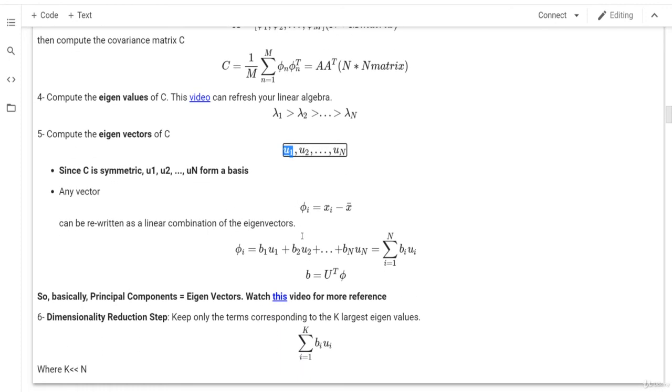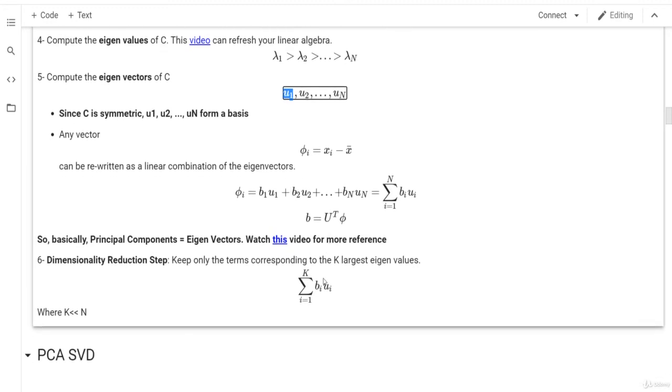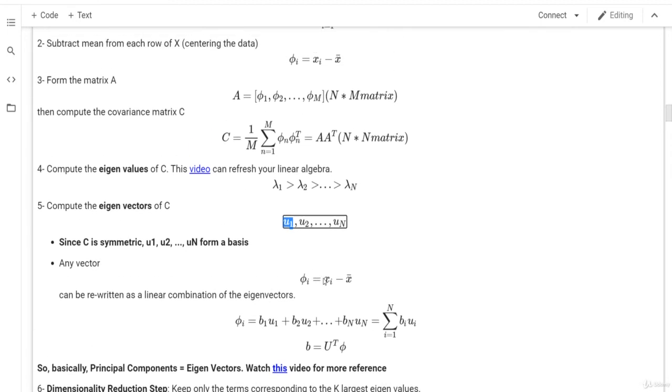So for the dimensionality reduction step, we keep only the terms corresponding to the k largest eigenvalues. We will sum from 1 to k instead of from 1 to n. So we keep b1, b2 and b3, for example, if k is 3. This step is really helpful if we have, let's say, 100 dimensions and we want to keep only 3 dimensions. So we keep the largest 3 eigenvalues. This is basically how it works, the main steps of the algorithm.